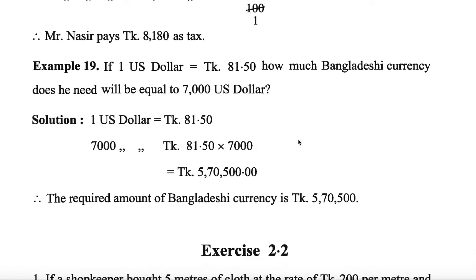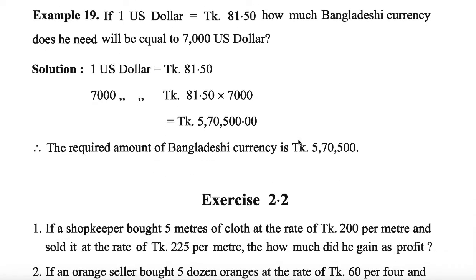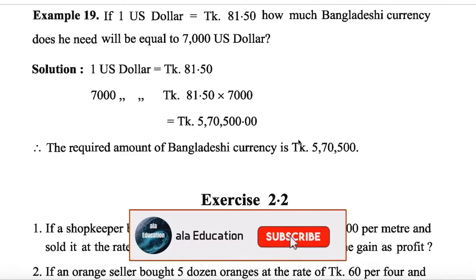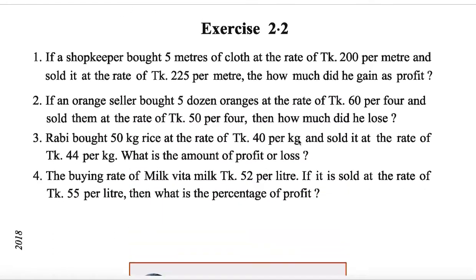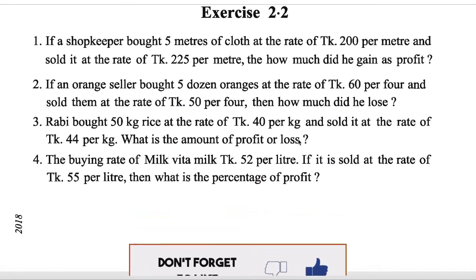Okay, if one US dollar is 81 taka 50 paise, how much Bangladeshi currency does he need for 7,000 US dollars? That is a very simple calculation. 7,000 into 81.5, 5,70,500 taka. Okay, so quickly we came to exercise 2.2.